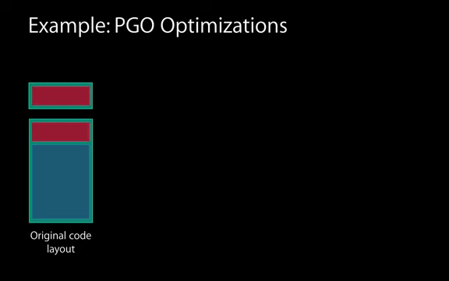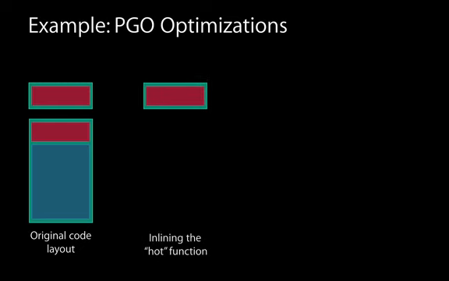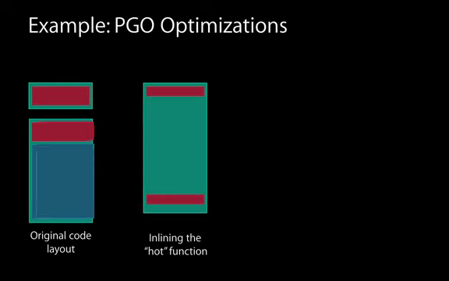But because PGO tells us there's some really hot code here, the inliner can be much more aggressive about that in this particular case. So we take the loop iterating over the objects and split that in half and move the update position code right in line. So this is much better now. We've got a lot of the hot code right together, but we've still got a big chunk of this code for blue objects, the cold code, right in the middle of our loop.